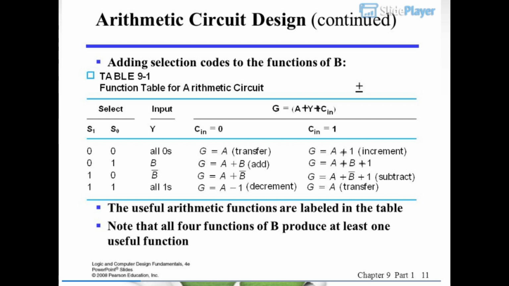Arithmetic circuit design, continued. Adding selection codes to the functions of B. The useful arithmetic functions are labeled in the table. Note that all 4 functions of B produce at least one useful function.